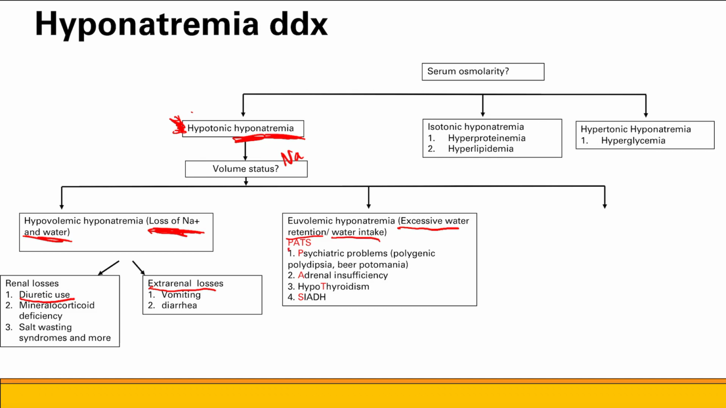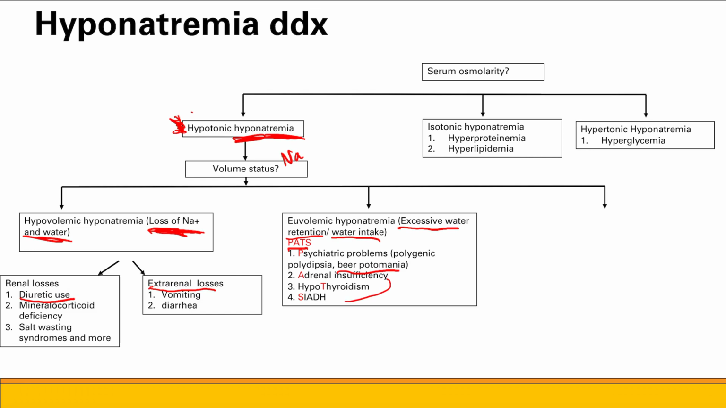And I use this mnemonic to remember, PATS. So psychiatric problems like psychogenic polydipsia and hypovolemia, those cause just too much intake of fluid. You dilute all the sodium out. And the hypovolemia, you're just not eating enough, so you're not getting enough solids, not getting enough sodium. So adrenal insufficiency, this one's a little tricky.